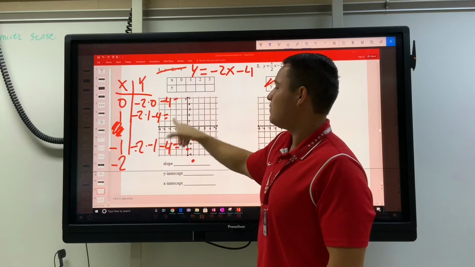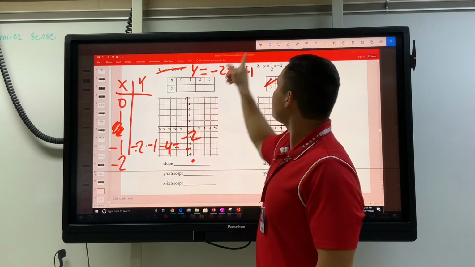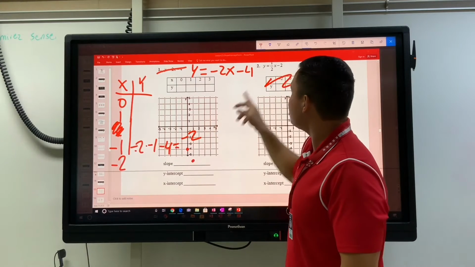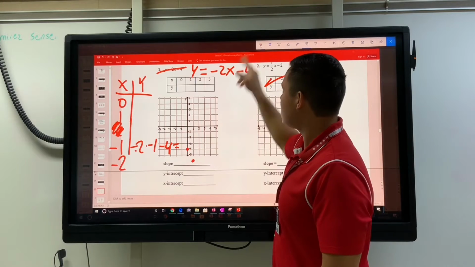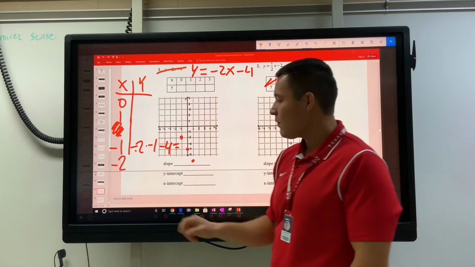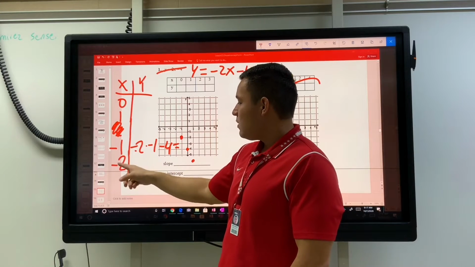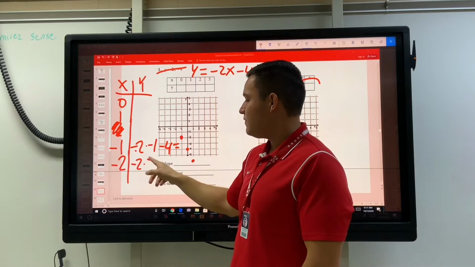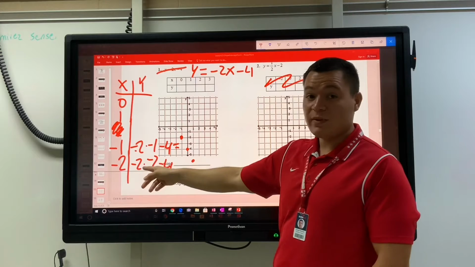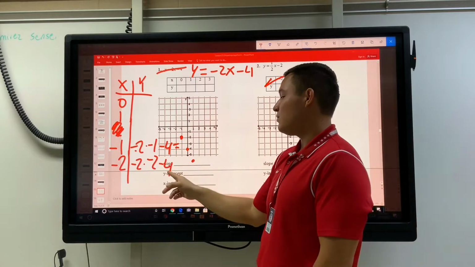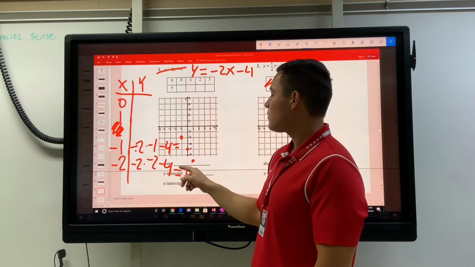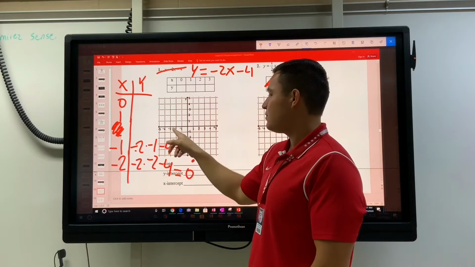And then I'm going to have to erase some things, because we're going to have a point at negative 1, negative 2. So I even have to erase that answer. Negative 1, negative 2. If I put negative 2 in here, negative 2 times negative 2 minus 4. Two negatives make a positive, so 2 times 2 makes 4. And then 4 minus 4 makes 0. Equals 0. So we have negative 2, 0.